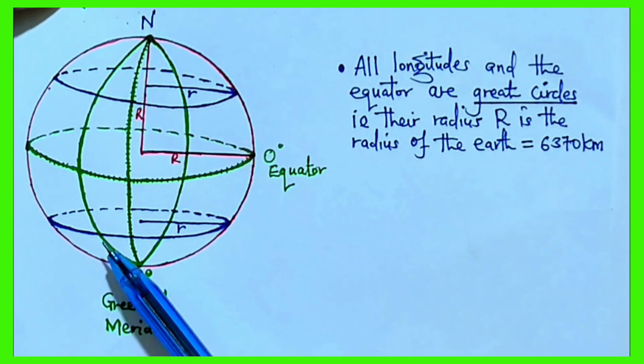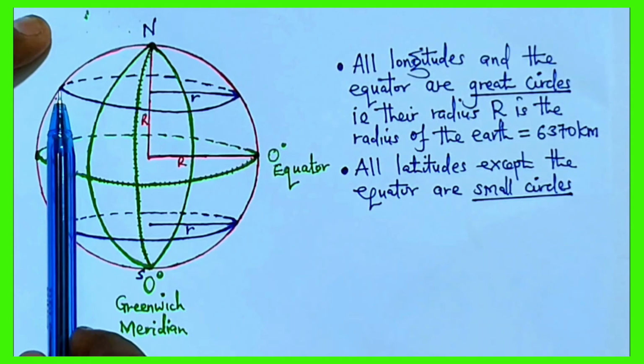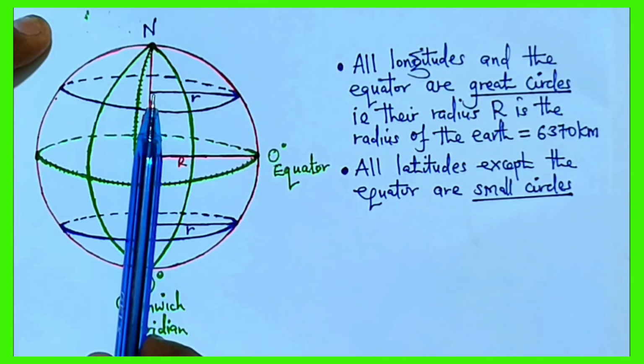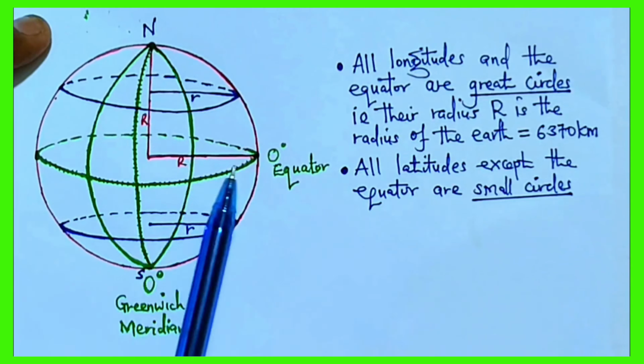And then the circles in blue represent the small circles. Remember, we've said here that all latitudes except the equator are small circles. So the equator being a latitude, we've already considered it here being a great circle. So therefore, all latitudes will have a radius which is smaller than the radius of the earth, and that is why they are referred to as small circles.